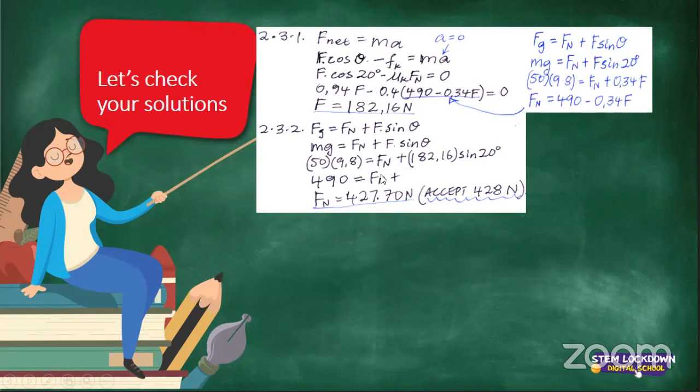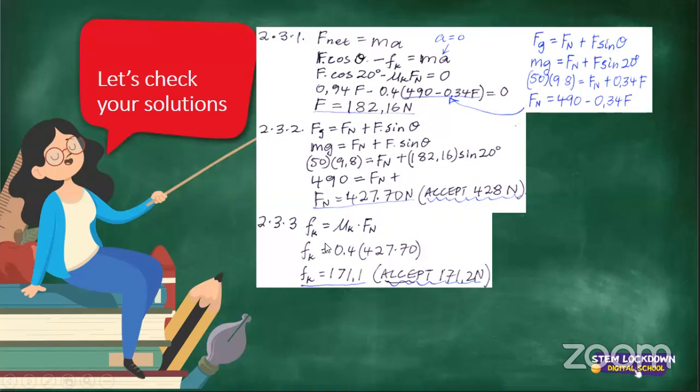Here, what I've omitted, it should be 182,16 multiplied by sine 20 is what should be added here. And then that should be subtracted from 490 to get Fn. Now, we are also accepting the range. Remember, if you had rounded off earlier, you should be having 428. So this answer will also be acceptable.